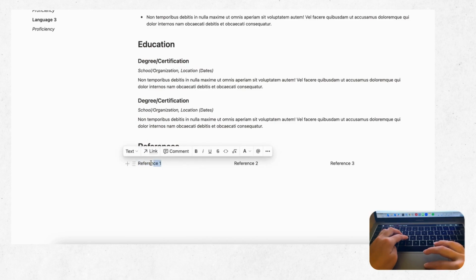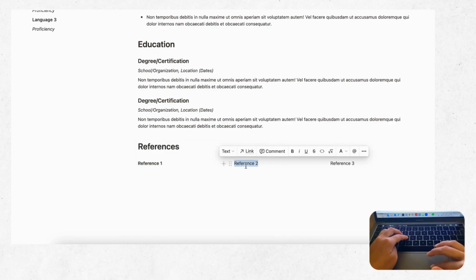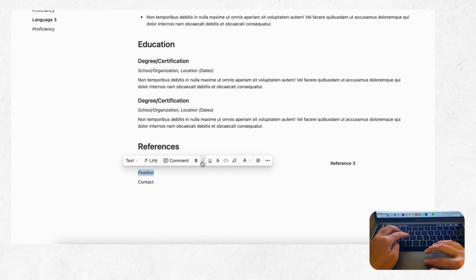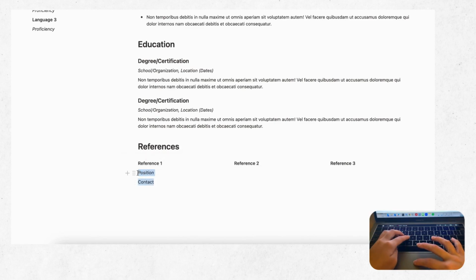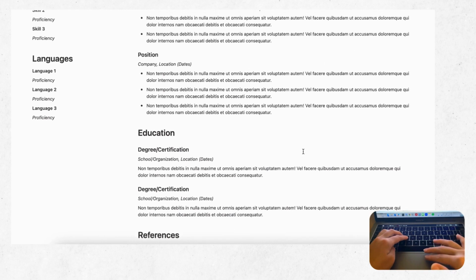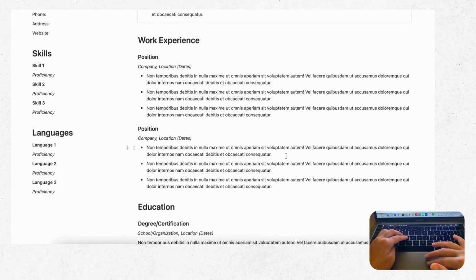And now let's bold each reference title. And under the reference, it's a good idea to put the position and the contact information. And position we can italicize, so we have a similar style, and then you can copy this and paste it to each reference. So now you have 3 references, you have your education, and you have your work experience.